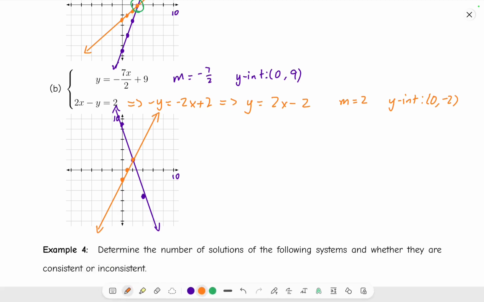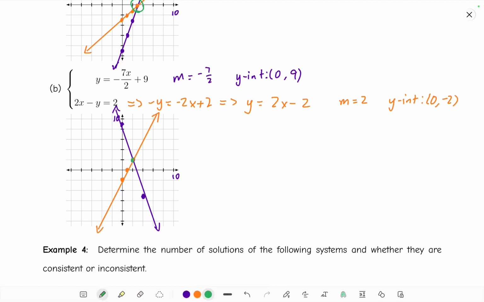And again, the point where they intersect is our solution. And remember, since each tick mark is 2, that point is (2, 2). And that's how you solve systems of equations by graphing.